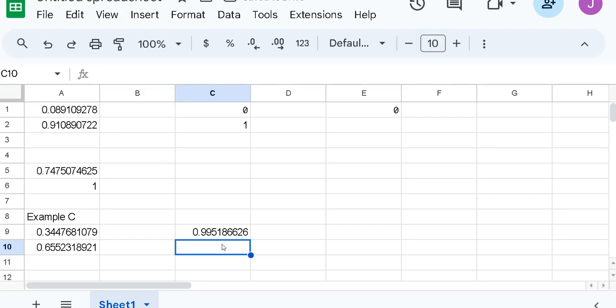So about a 99.52% chance. So equals 1 minus norm dist of 138.5, 38.8 divided by square root of 42, and true.